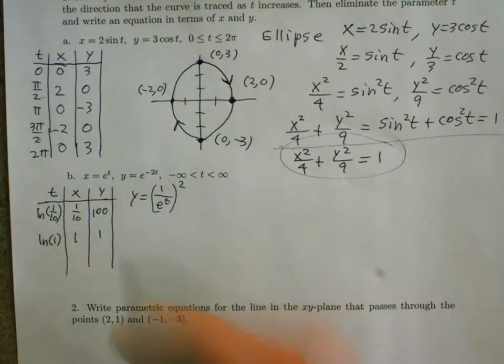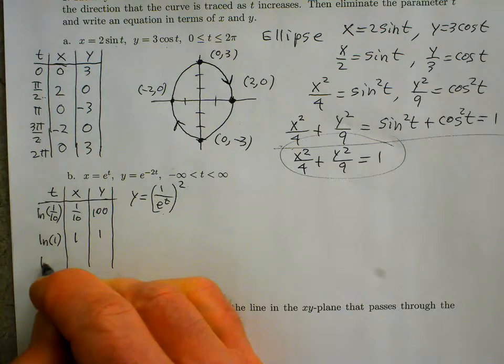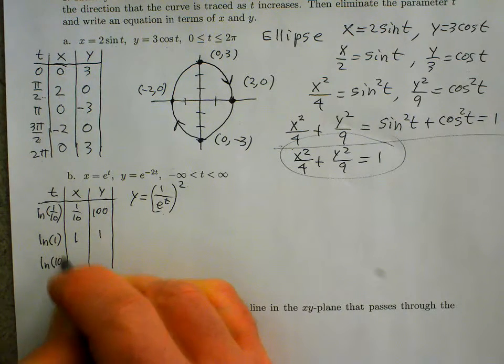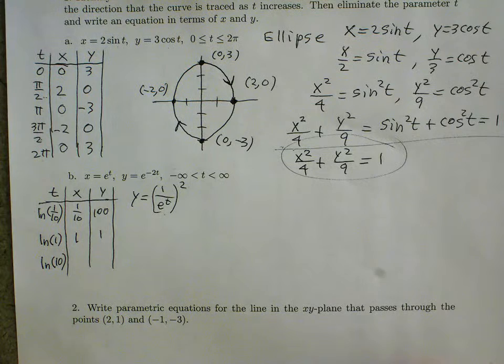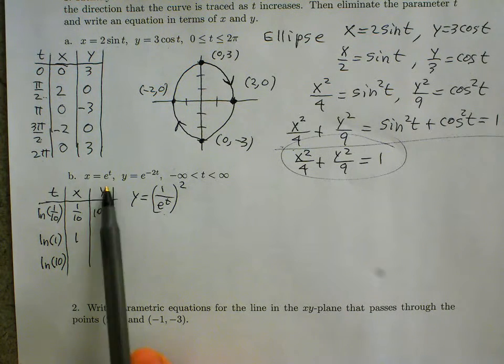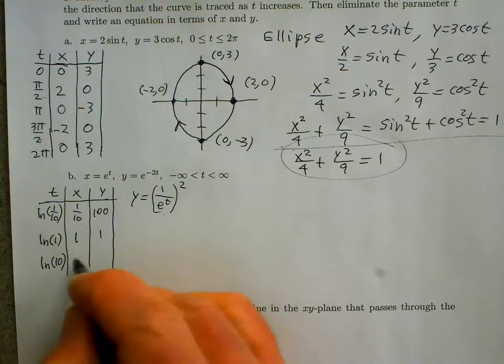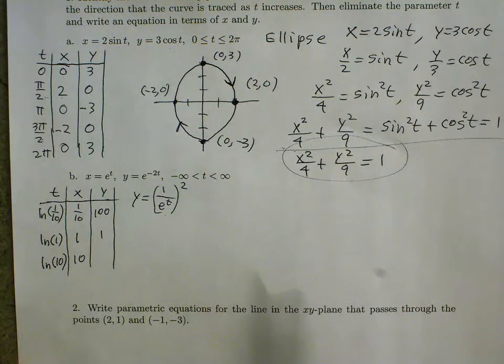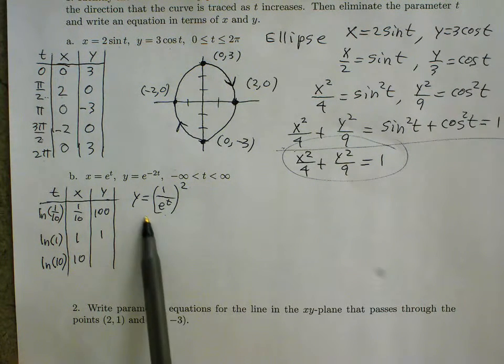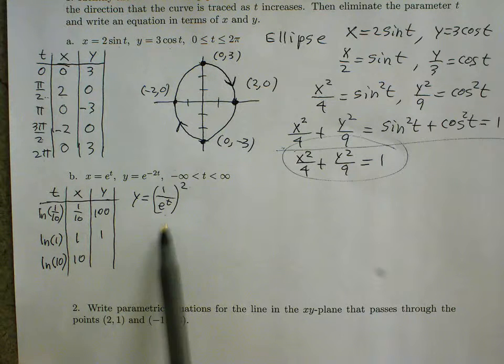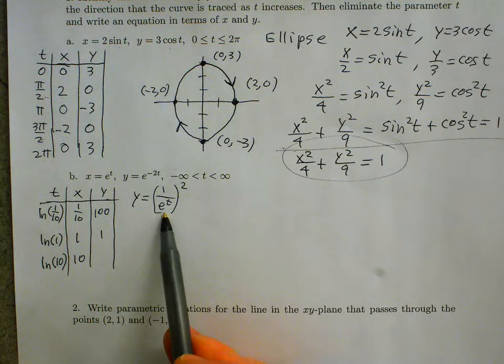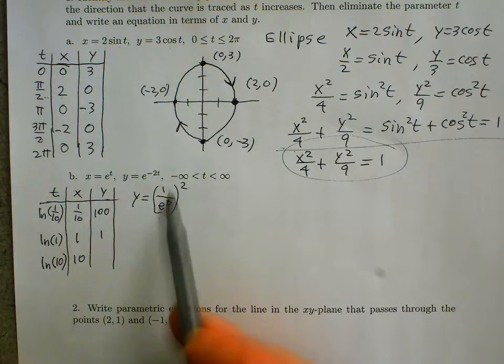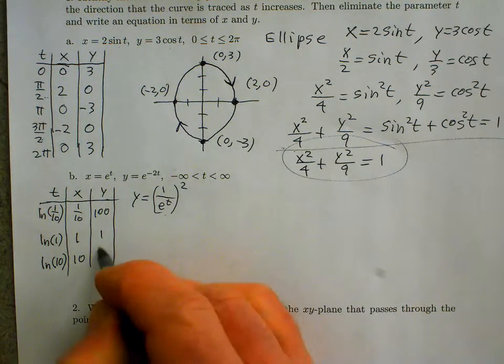And let's just pick one more t value. This time I'll pick the natural log of 10. And e to the natural log of 10 for x gives us 10. And for the y value, what's the y coordinate that goes with that? 1 over 100, yeah. If e to the t is 10, we have 1/10 to the second, or 1/100th.